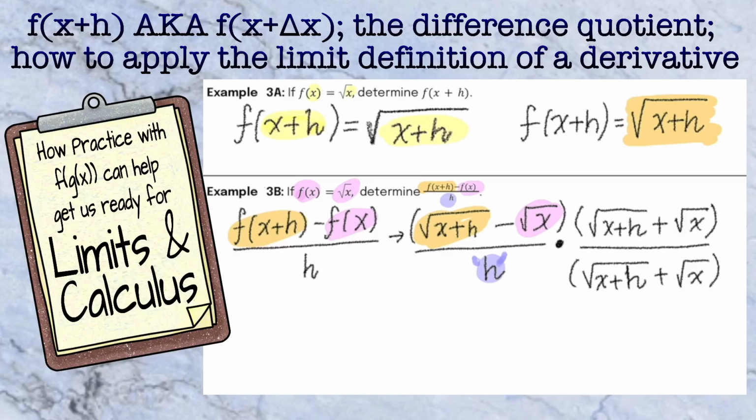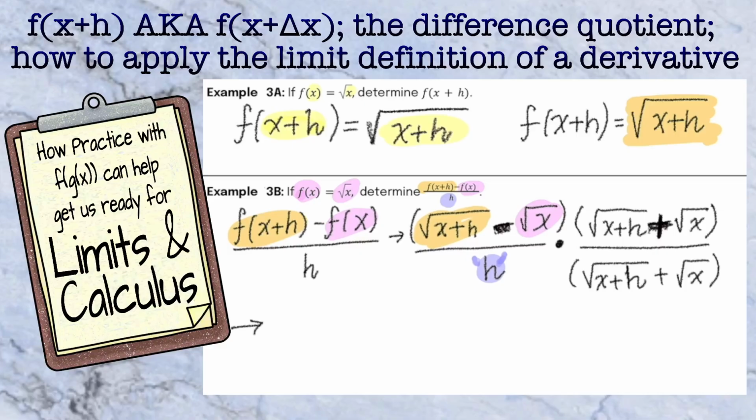So what I'm going to do is use FOIL, or distribution more or less here, to multiply the radical x plus h minus radical x with the radical x plus h plus radical x. And that's what makes something a conjugate, like when you conjugate the verbs in foreign language class, you keep the beginning and you change the ending. And what's going to happen is when we FOIL, the outer and the inner are going to be exact opposites, and they're going to cancel out.